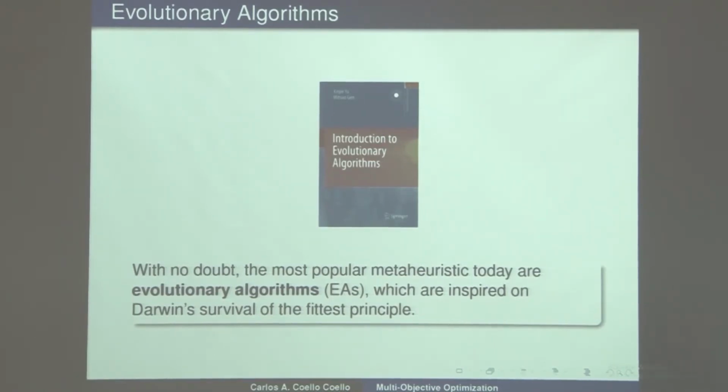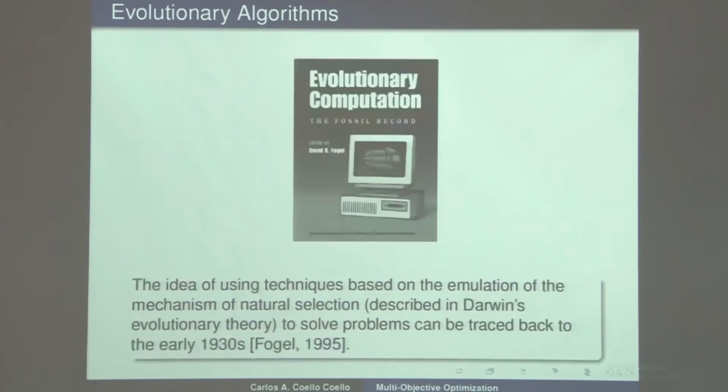So, okay, we will start by talking about evolutionary algorithms in case you're not very familiar. I'm assuming you are, but if you're not, I will go very quickly on this. The idea of using techniques based on the emulation of the mechanism of natural selection is actually very old. It's not that recent as people would think. It can be traced back to the early 1930s, although the first algorithm is actually from the 60s.